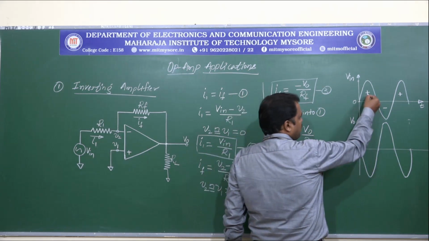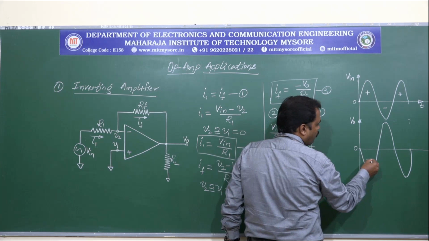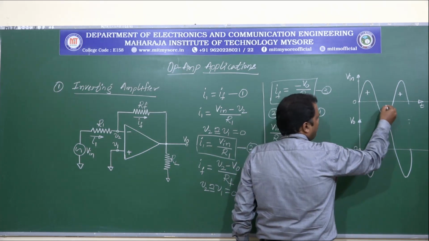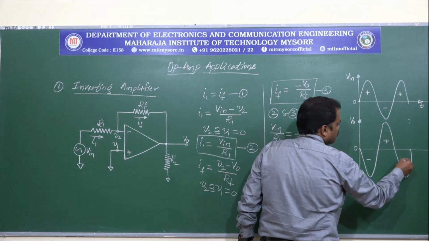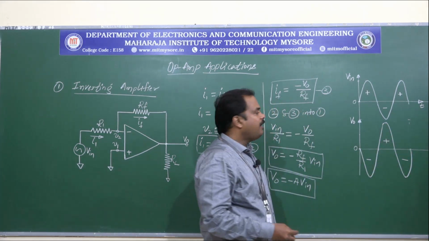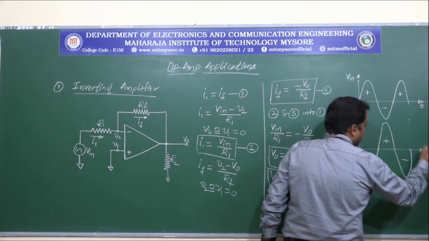So here what we can see is when the input signal has got positive cycle, output will be having negative cycle. When input has got negative cycle, output will be having positive cycle. So this is going to be repeated. So even this is also on the time scale.